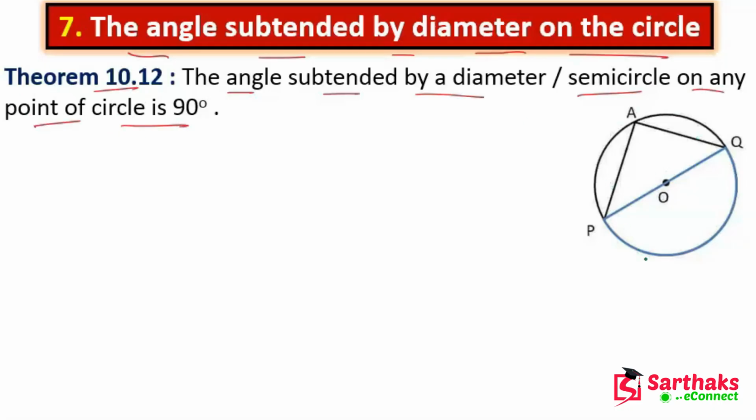Let's suppose we have a circle like this, and in this PQ is the diameter. So which angle are we talking about? We are talking about this angle. This angle is subtended by the diameter PQ, or this angle is also subtended by this semicircle. So this angle is 90 degrees.